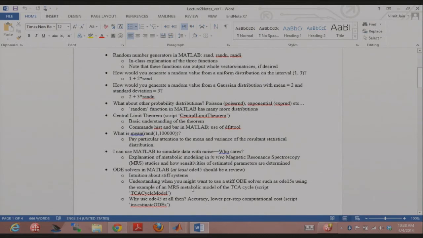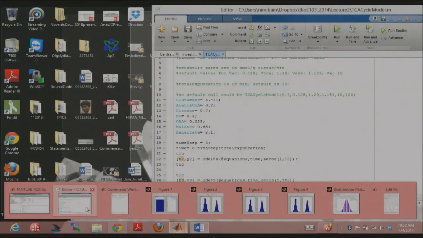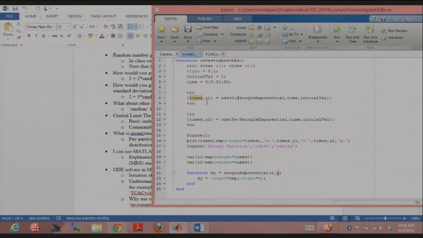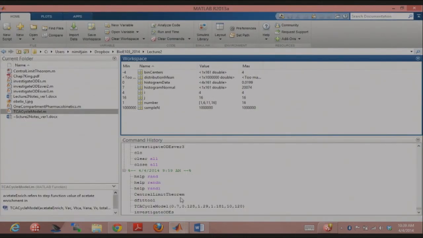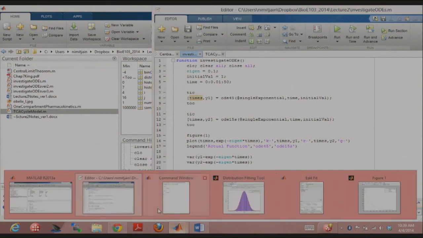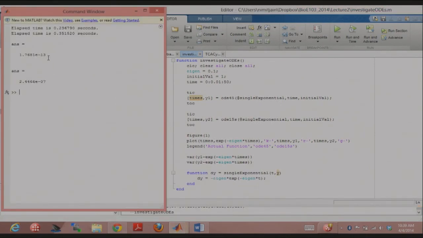I'm going to justify that with another script, which I've written and which is also available, called investigate ODEs. Here all I'm doing is integrating a simple function, and we're going to look at the time it takes for 45 and 15S to solve the system. Then I'm calculating the variance between the solutions and the actual function, which is a measure of accuracy. What this tells me is that ODE45 is much more accurate compared to 15S, and that ODE45 also takes less time. So that's why you would generally use ODE45.